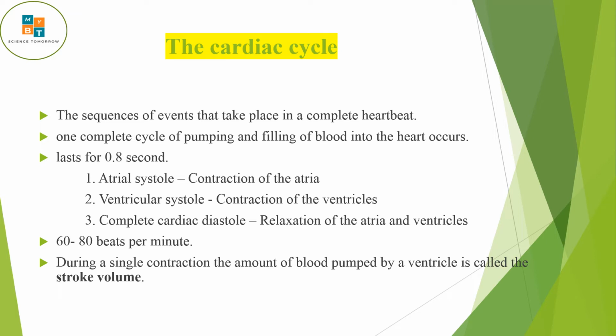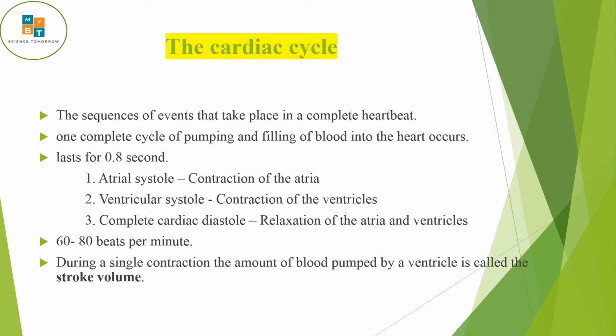For one cardiac cycle, all the sequence of events takes 0.8 seconds. That means 72 heartbeats in 1 minute normally. That is the normal heart rate for a normal adult person. So basically, 72 beats per minute means it will take 0.8 second for 1 beat.